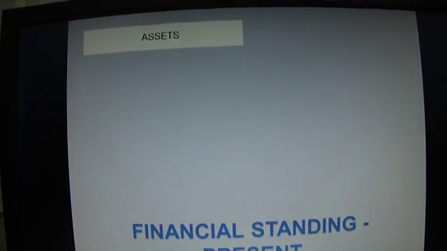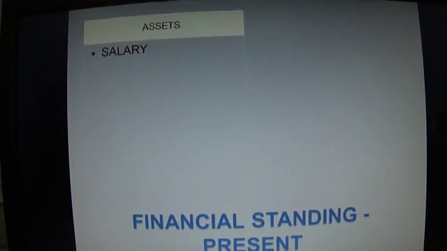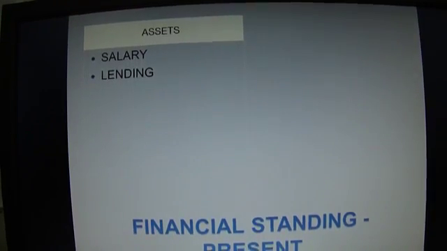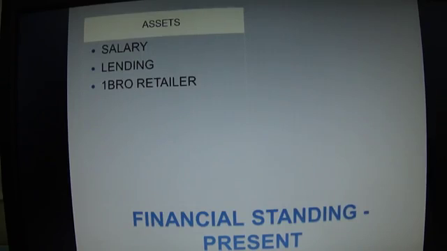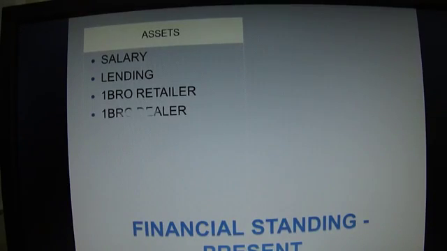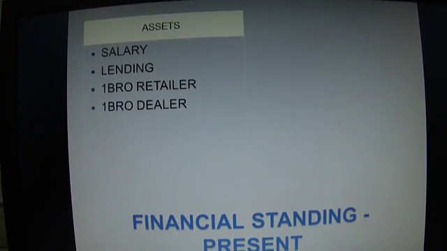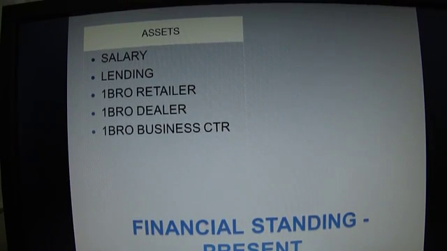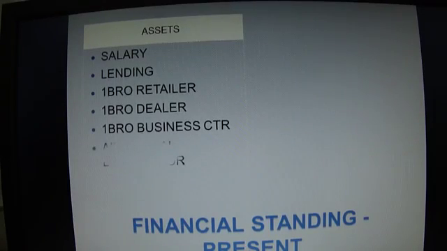represent my present financial standing after applying the financial literacy. So now, my assets are my salary, because I am still selling. I still do my lending business, which gives me about 10,000 pesos a month earning. I am a Wambro retailer, which gives me about 2,000 pesos earning a month. I am a Wambro dealer, which gives me about 5,000 pesos earning a month. And I am now a co-owner of Wambro Business Center, which gives me about 10,000 pesos earning a month.